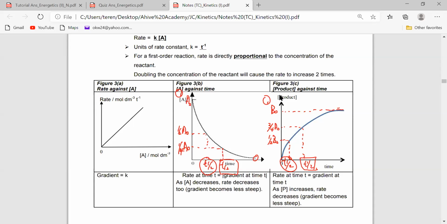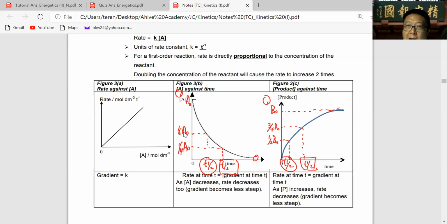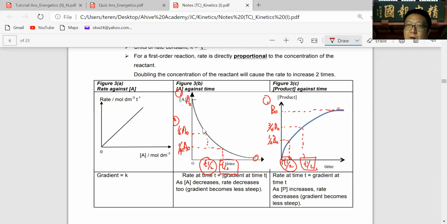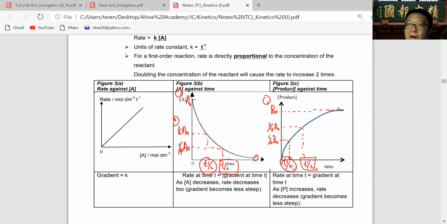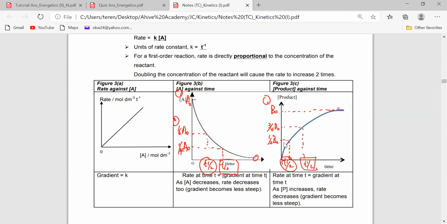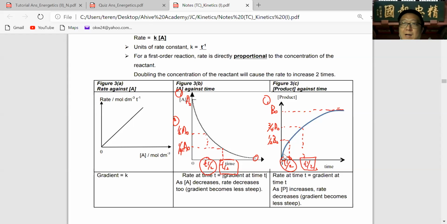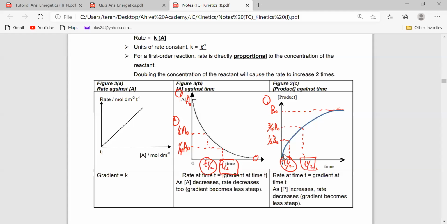Now we go back to the definition. When the reactant drops to half, that is the half-life. Drop to half the amount is also the time taken for half of B to be formed. Correct or not? Half of B to be formed, because the total is B0. So half of B0 being formed is also the half-life. Now I'm looking from the product end. That's why the curve is going up. Seesaw. You understand?